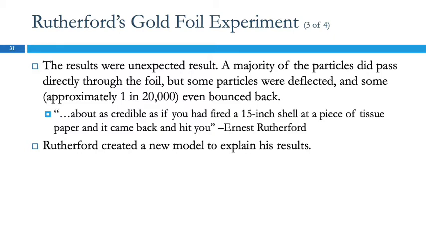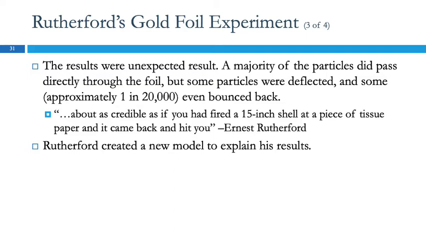Rutherford said that the bouncing back was about as credible as if you had fired a 15-inch shell at a piece of tissue paper and it came back and hit you. So, a big gun with a shell that's 15 inches, longer than a regular piece of paper. You shoot that at a piece of tissue paper, and what do you expect? It's just going to go straight through, right? No, it bounces off the tissue paper and comes back and hits you. Not possible, right? That's how surprising this was. It was shocking.